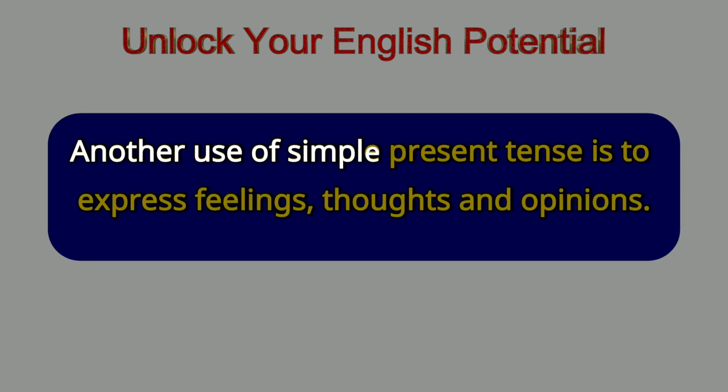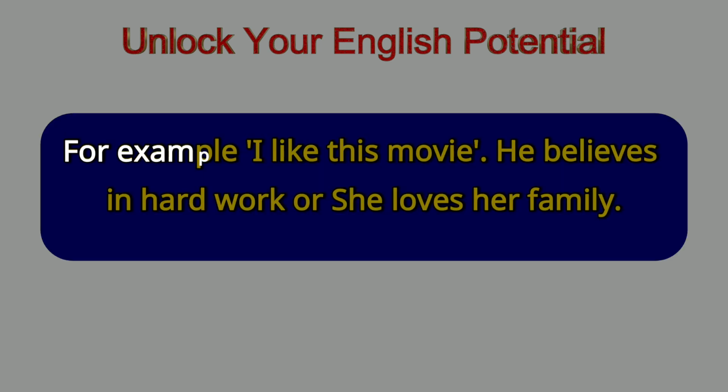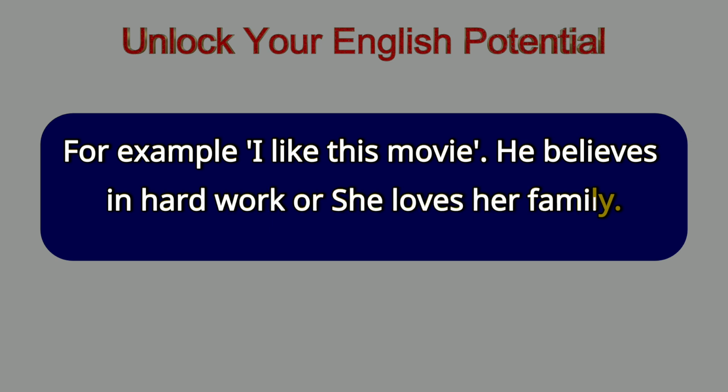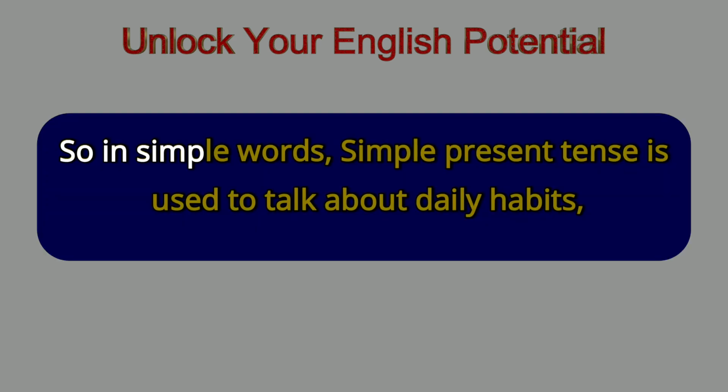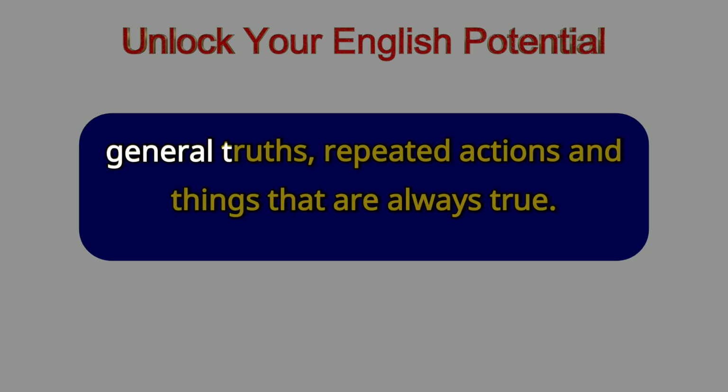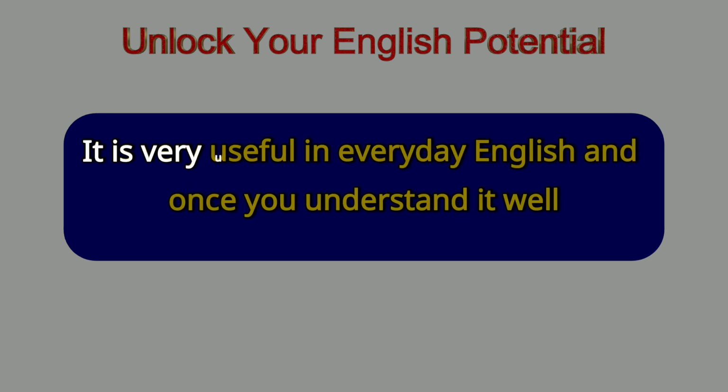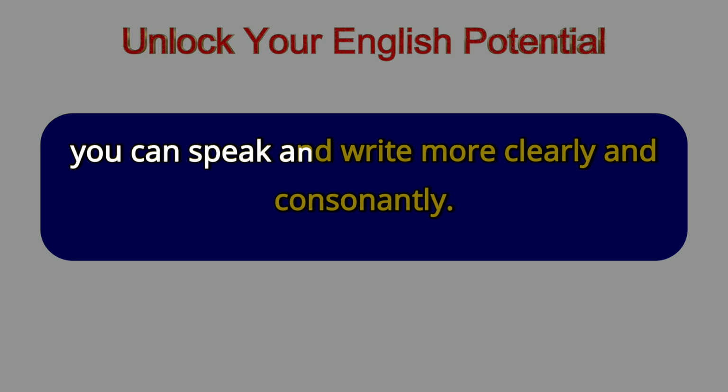Another use of simple present tense is to express feelings, thoughts, and opinions. For example, "I like this movie," "He believes in hard work," or "She loves her family." These are not actions happening right now, but they are still true in general. So in simple words, simple present tense is used to talk about daily habits, general truths, repeated actions, and things that are always true. It is very useful in everyday English, and once you understand it well, you can speak and write more clearly and confidently.